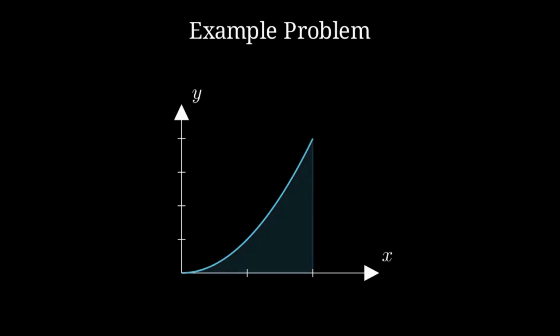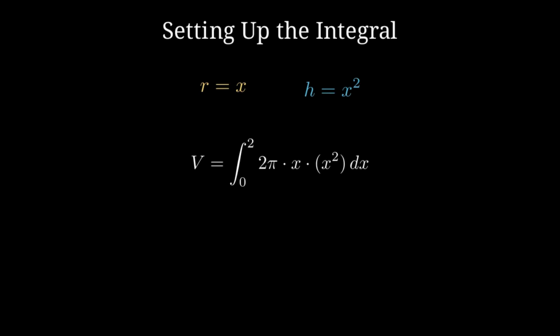We will find the volume of the solid generated by rotating the region under y equals x squared, from x equals 0 to x equals 2, around the y-axis. First, we identify our components. The radius is x and the height is x squared. Plugging these into our formula, we get the integral of 2 pi times x squared, which simplifies to 2 pi times the integral of x cubed from 0 to 2.